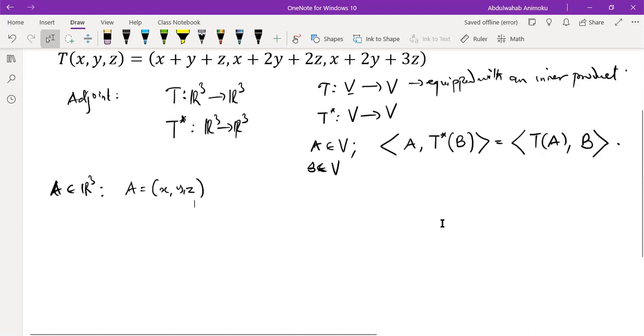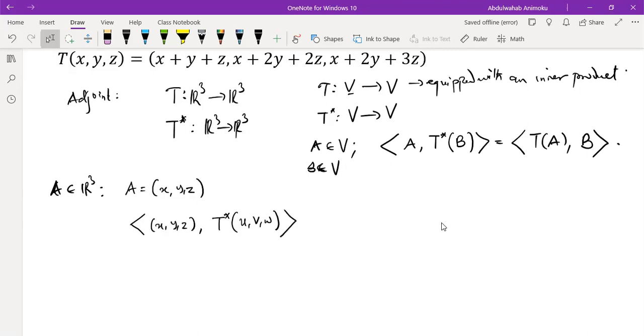For us to find the adjoint of this transformation, we know that the inner product of this vector x, y, z and T star of the vector u, v, w should be equal to the inner product of T of x, y, z and u, v, w. So this is what we have.